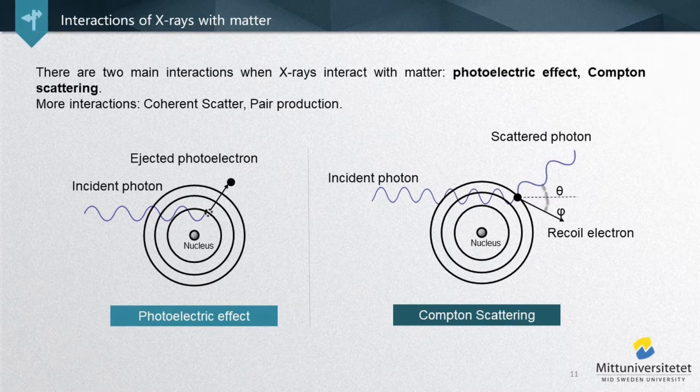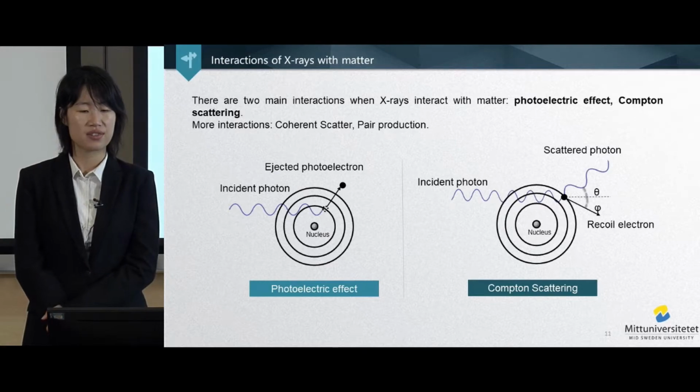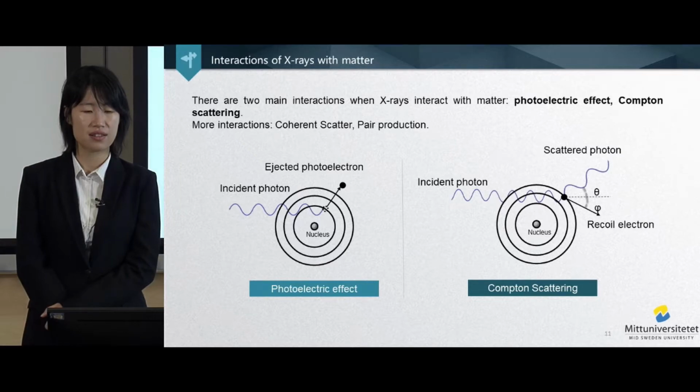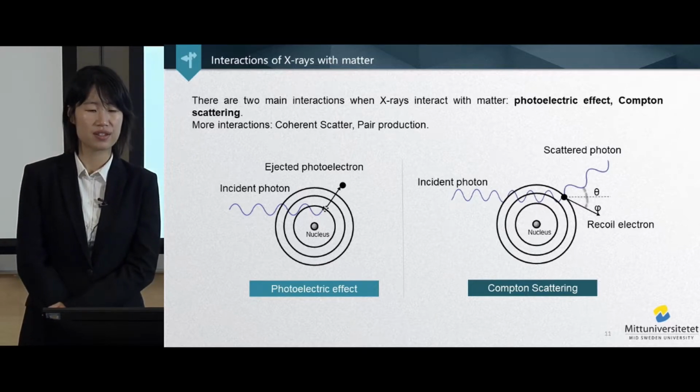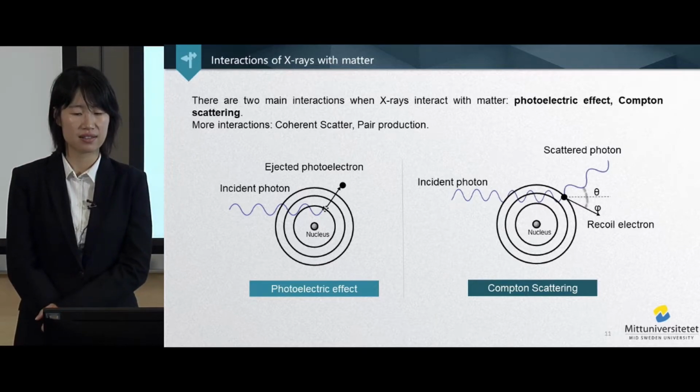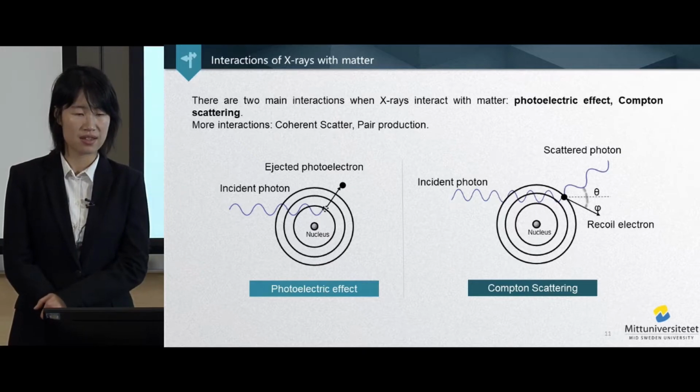However, more interactions might happen, like coherent scatter, which is similar to Compton scattering, but in this case there is no energy loss. And high energy incident photons could interact with the nucleus and result in an electron and positron pair. But these two interactions were not included in this thesis work.